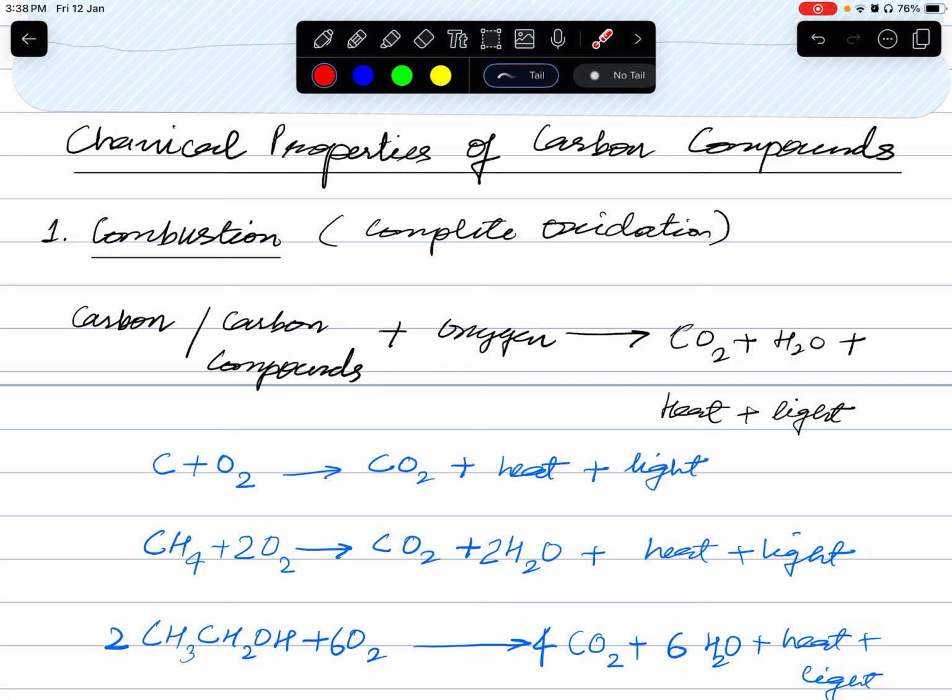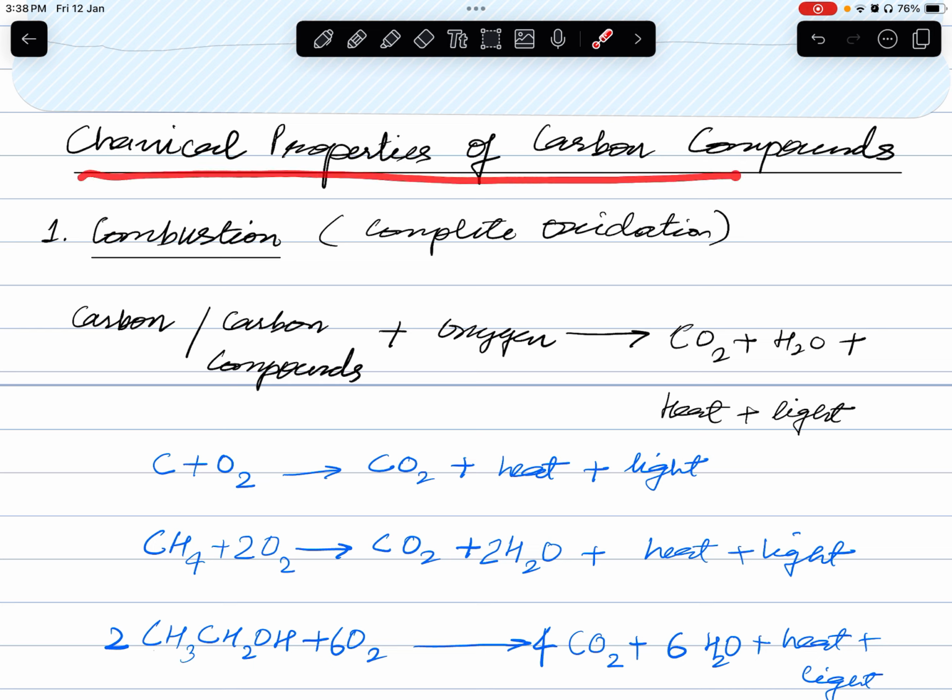We are doing carbon and its compounds, and today we'll be doing chemical properties of carbon compounds. The very first chemical property is combustion reaction. And what is combustion? You'll know very well. When any carbon or carbon containing compound is burned in the presence of oxygen.